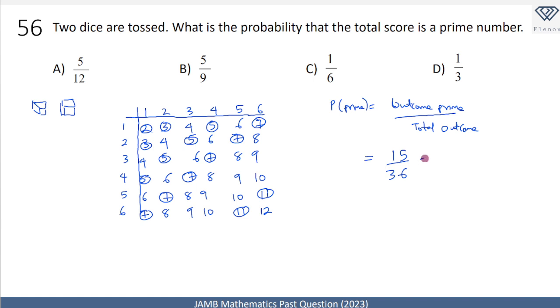So we have to simplify, and we can divide both the numerator and denominator by 3. So 15 divided by 3 is going to give me 5, and 36 divided by 3 is going to give me 12. So when you simplify this to the lowest term, you're going to have 5 over 12, and that makes option A the correct option.